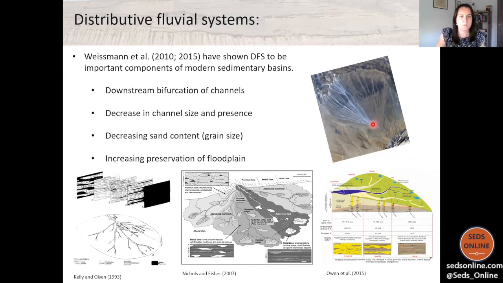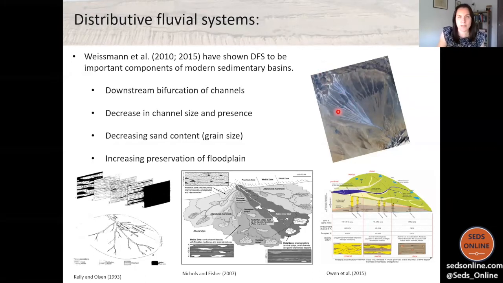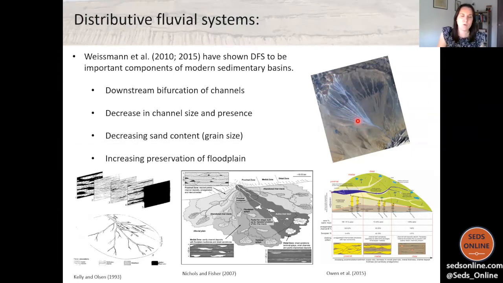And as a result of this, we get a decrease in channel size and presence as we go downstream. And we also lose the transport capacity as we get that flow expansion. So we get a decrease in sand content as that material is deposited. The fluvial system will evolve around to form up this radial pattern. So we can see this portion of the system is active at the moment, but once it's deposited material, it then evolves over to the inactive side and builds up the stratigraphy there.